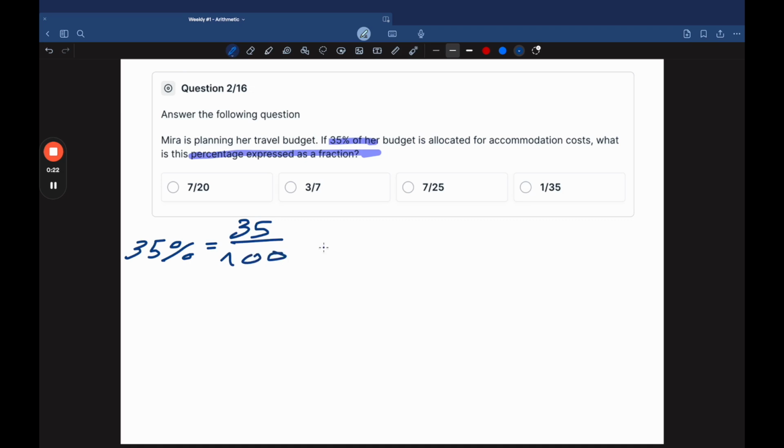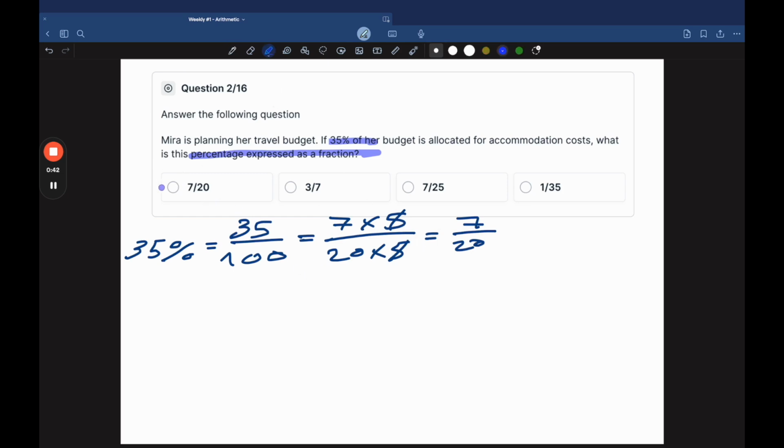Step 3. Simplify the fraction. Next, simplify the fraction by finding the greatest common divisor of 35 and 100, which is 5. Divide both the numerator and the denominator by 5. 35 divided by 5 equals 7. 100 divided by 5 equals 20. So 35 over 100 simplifies to 7 over 20. Therefore, 35% expressed as a fraction is 7 over 20.